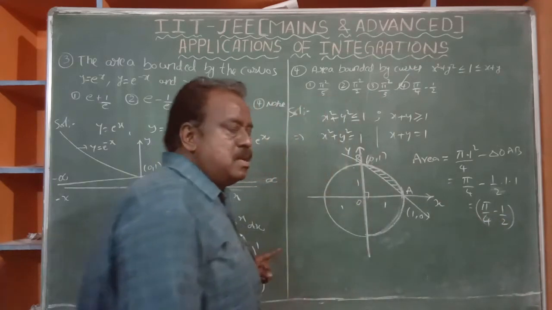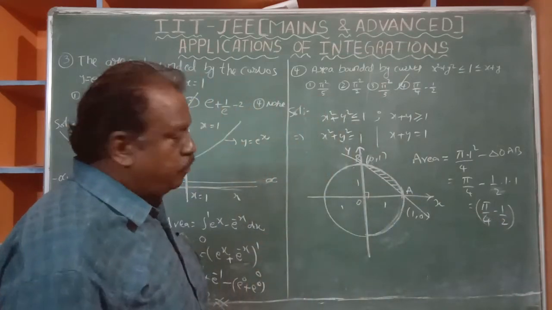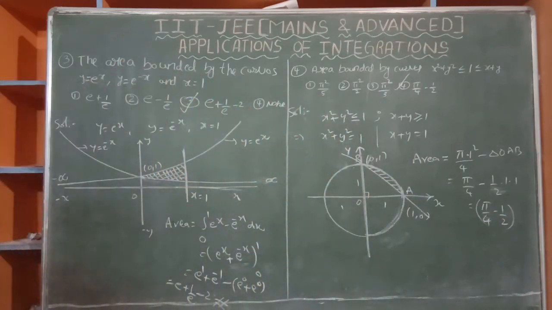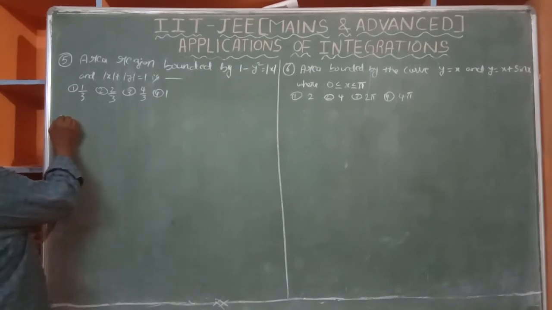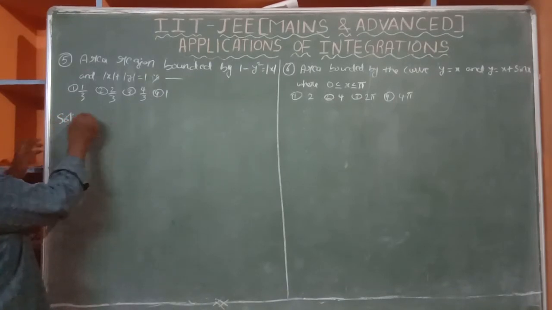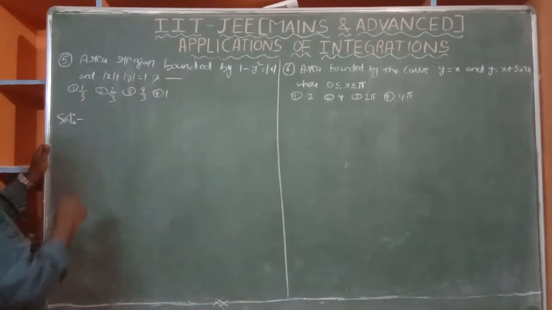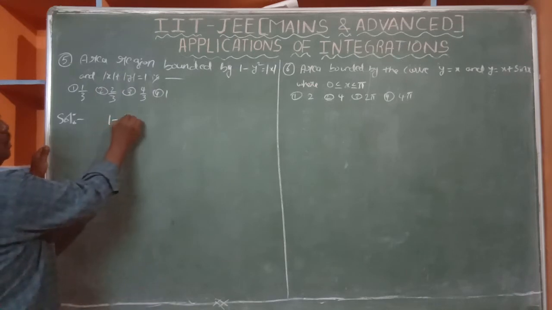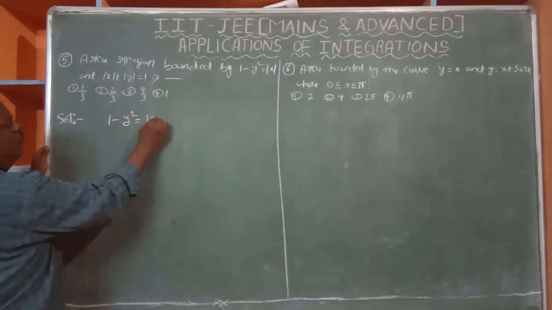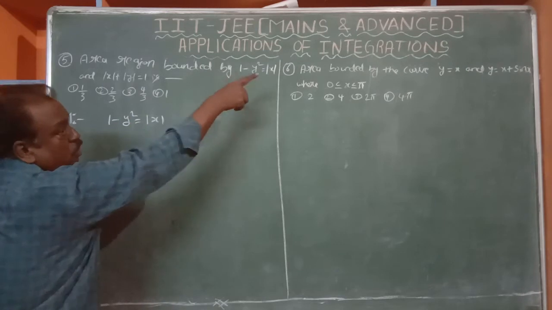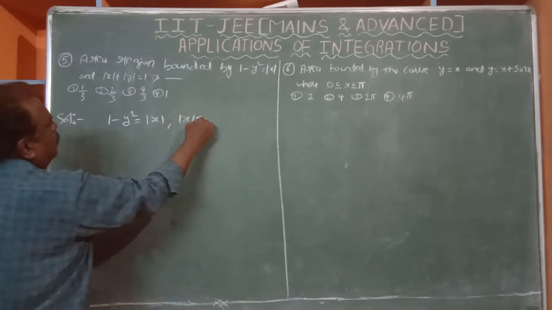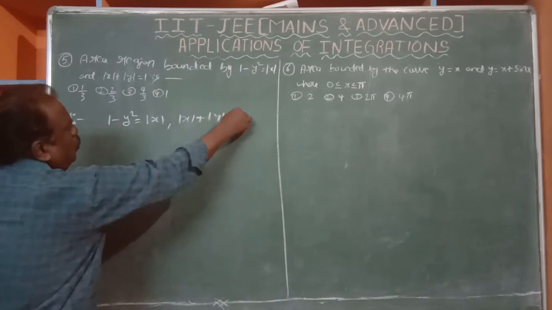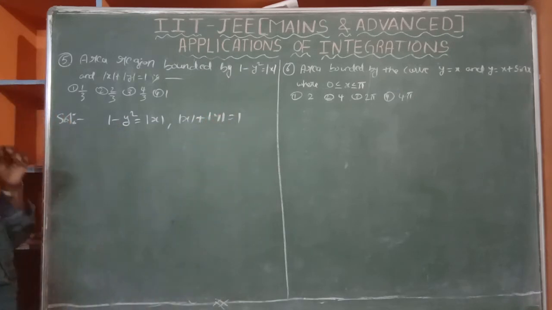Like that you have to prove. Fifth one. We are given the curve 1 minus y square is equal to mod x, and mod x plus mod y is equal to 1.